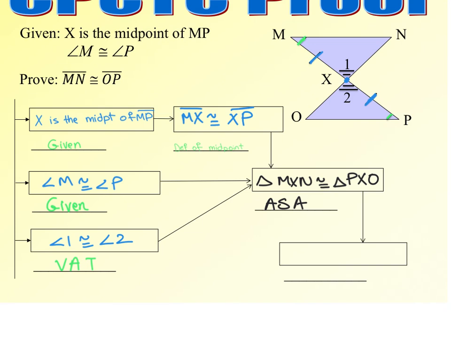Now they want me to prove that MN is congruent to OP. So MN is a side in triangle MXN. OP is a side in triangle PXO. I just proved those two triangles congruent. So every single side in one triangle should be equal to every single side in the other triangle. So corresponding angles and sides, so corresponding parts should be congruent. So I can say in my last step that MN is congruent to OP because of CPCTC.